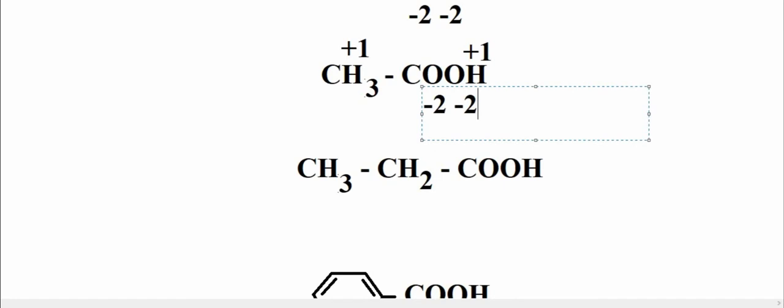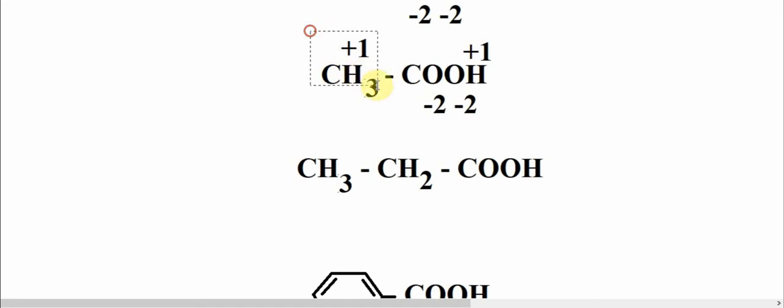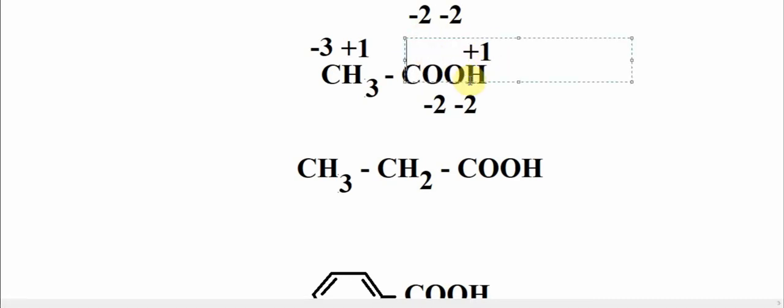The next one we have CH3 and COOH here. So on the hydrogen we should put plus 1, this one is plus 1, and the oxygen should be minus 2 and minus 2. So we separate them into CH3 and COOH. We have 3 hydrogen here, so the carbon in the CH3 should be minus 3, because 3 multiplied by 1 is positive 3, and we have the minus 3, so they cancel each other out. We have the minus 2 and minus 2, and we have plus 1 here, so that the negative and the positive are the same, this one should be plus 3.